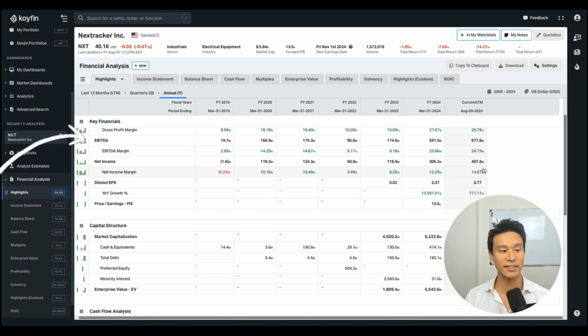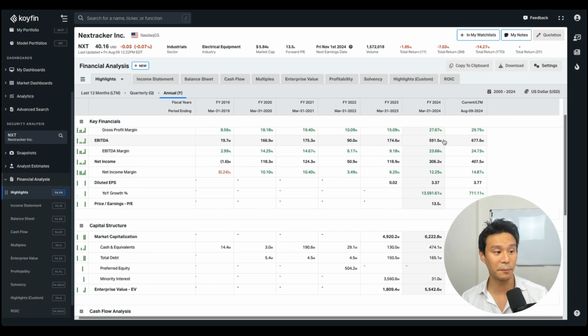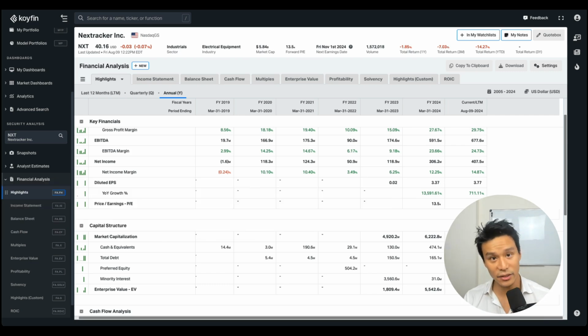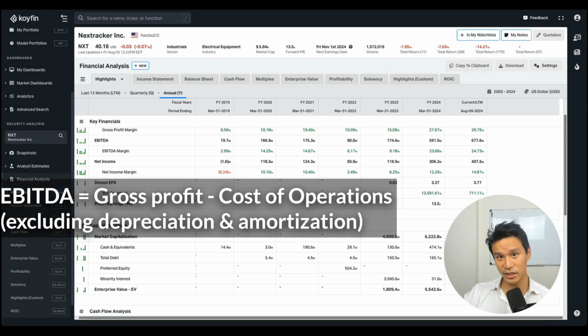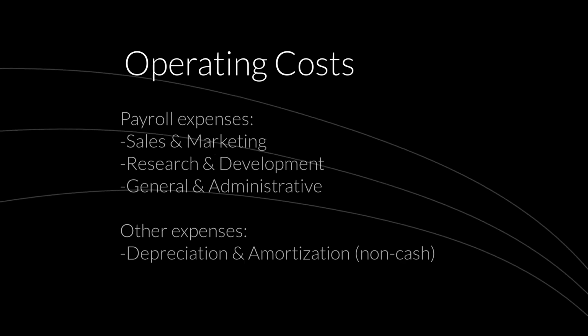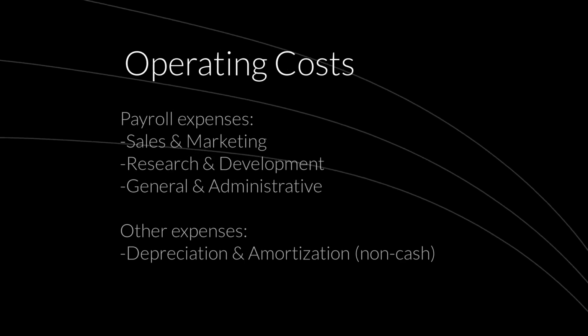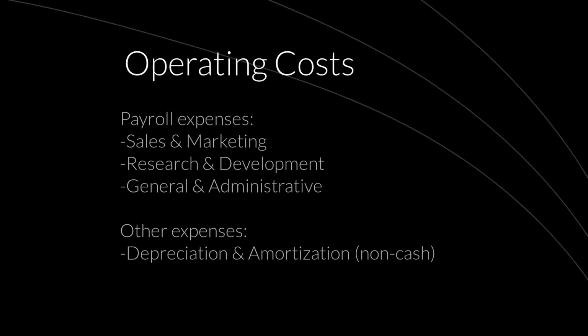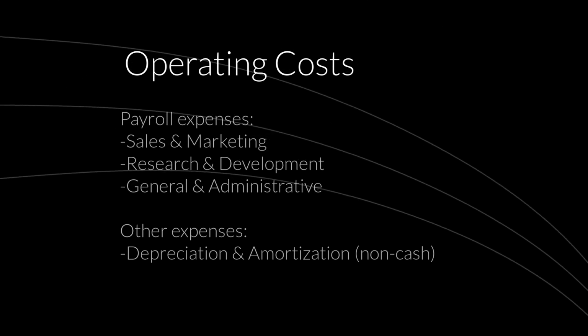Second thing we're looking at is the operating margin line. So here we have EBITDA margin. EBITDA represents the earnings before interest, taxes, depreciation, and amortization. It's the sales minus the cost of producing the good and service, so that's the gross profit, and then minus the cost of operations. And here, operations refers to payroll expense, right? Things like sales, marketing, administrative expense. Those are all considered operating costs.